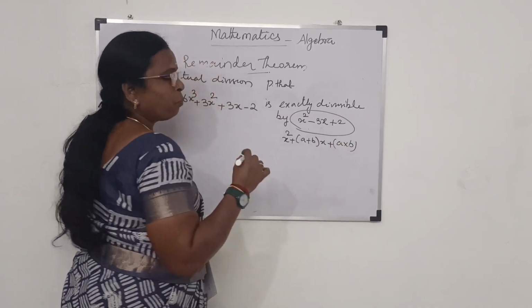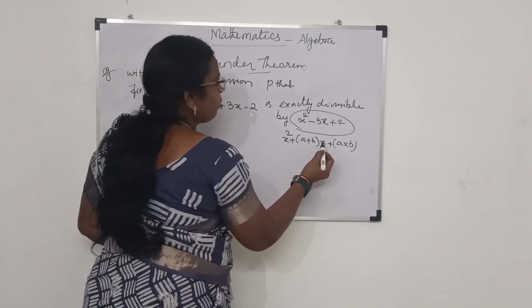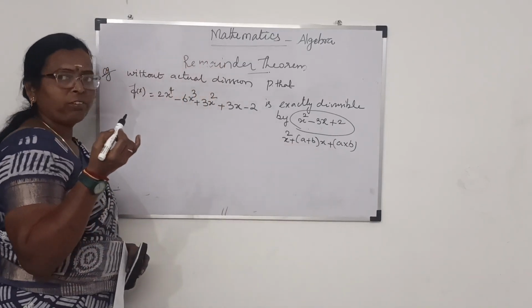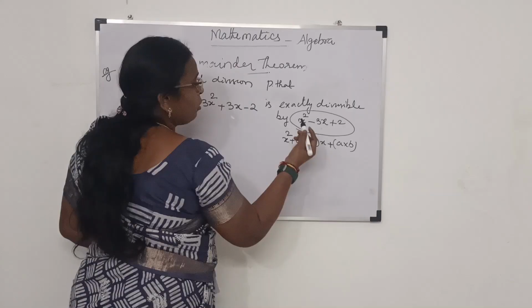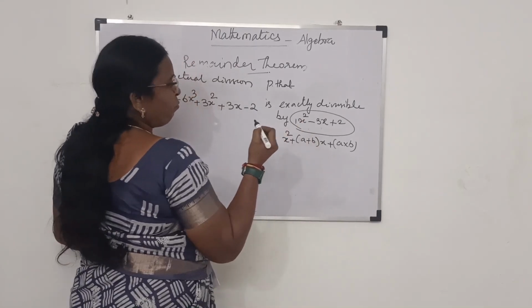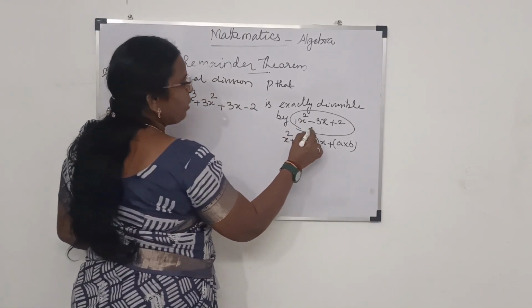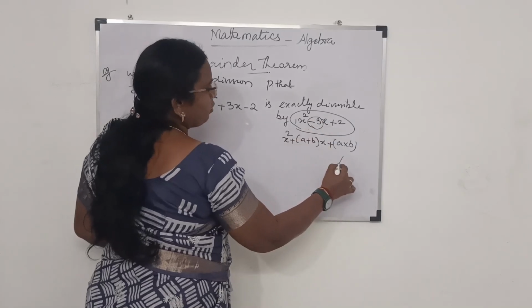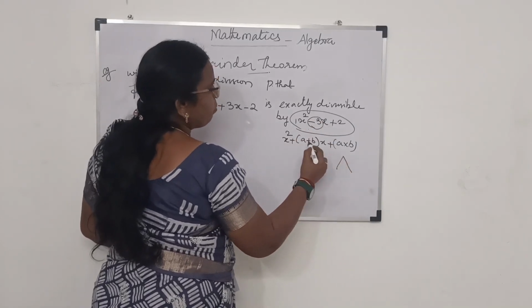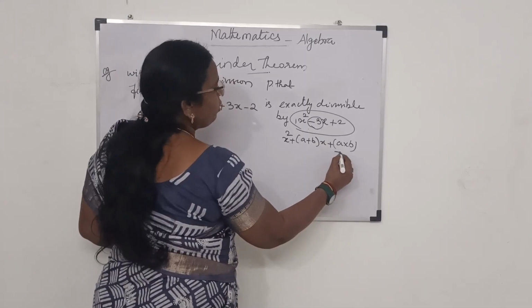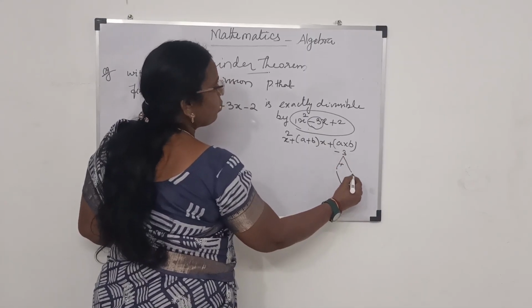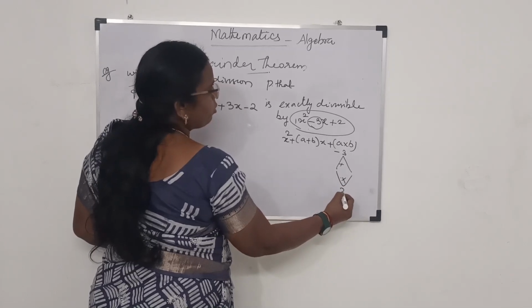The last one is the product of the values. The coefficient of x is the sum of the values. So here, the first one is as it is. The minus 3 is the sum of the two values, and the product is 2.